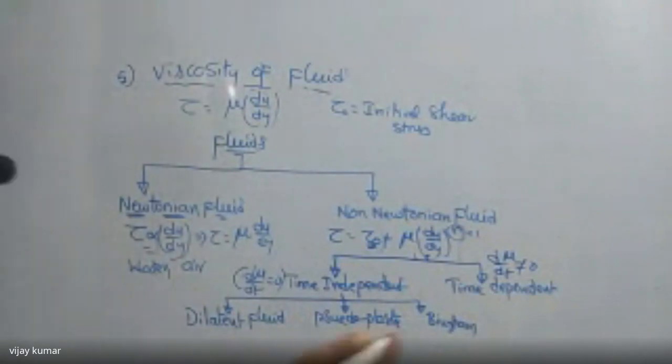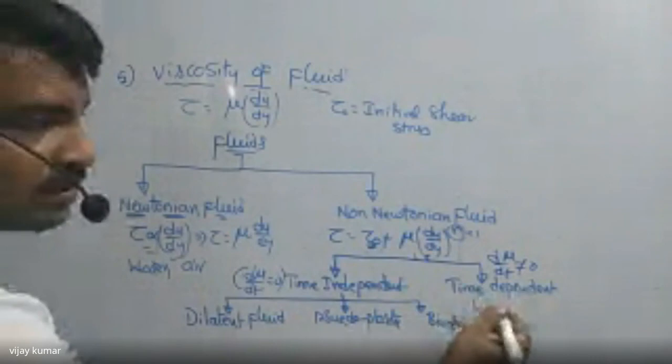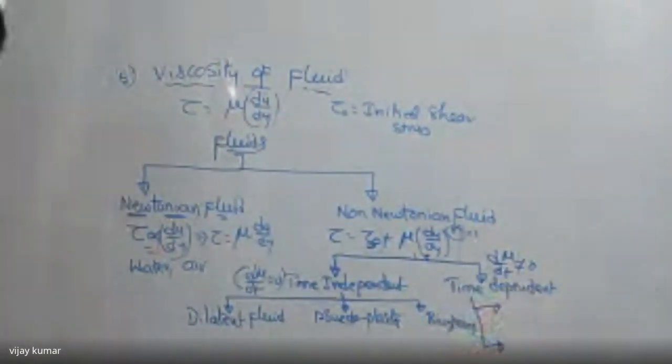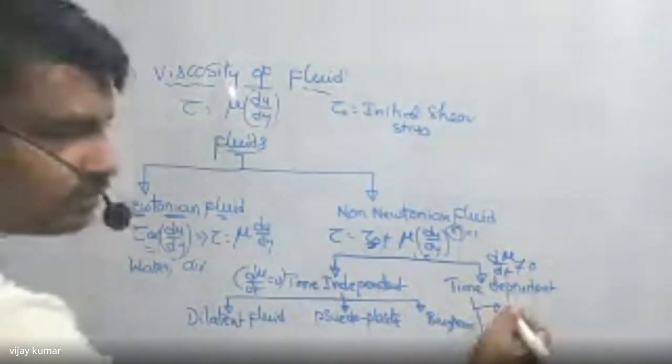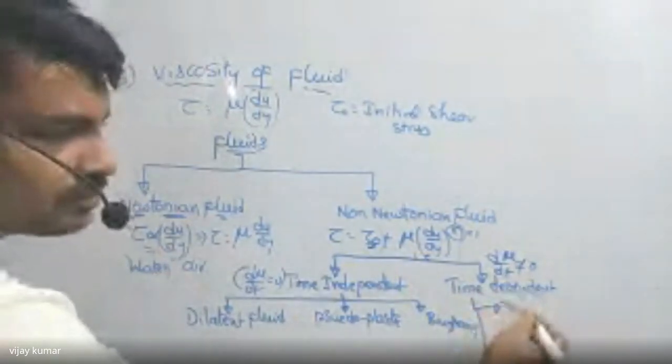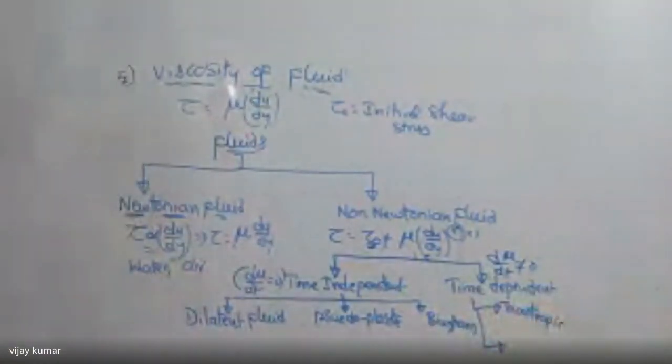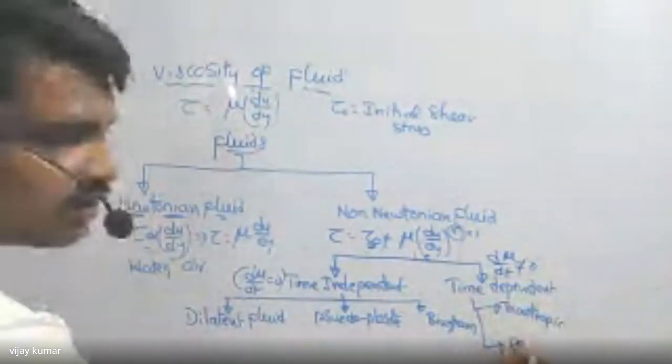Time dependent fluids are of two types. One is thixotropic fluid, and the next one is rheopectic fluid.